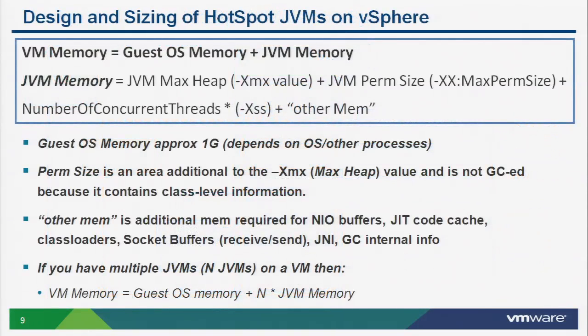So essentially, if you want to size a VM and a JVM, VM memory is made of guest OS memory and the JVM process memory, which is JVM memory. JVM memory is made up of the max heap, the perm size, the number of concurrent threads times -Xss, plus other mem. People are not paying attention to the number of concurrent threads during sizing. Imagine if you had 1,000 concurrent threads, that's problematic. A lot of the tuning I get engaged with customers on involves not knowing about the effects of this.